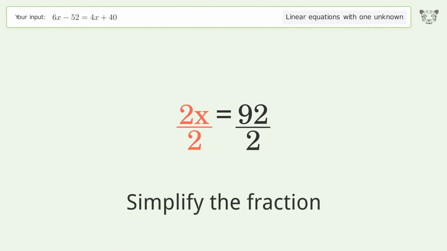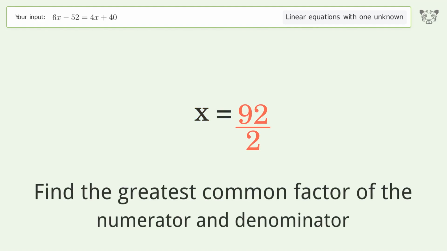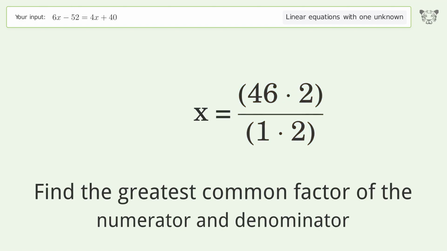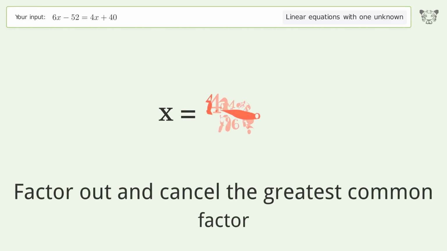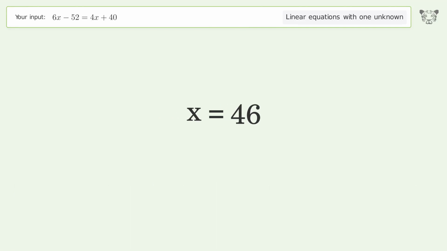Simplify the fraction. Find the greatest common factor of the numerator and denominator. Factor out and cancel the greatest common factor. And so the final result is x equals 46.